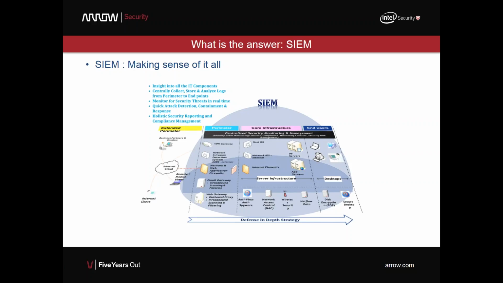You can do things such as monitor for security threats in real time. You can find out if you're compliant at the touch of a button. You can find out if you need to patch a server urgently and understand why and how it impacts the entire environment.